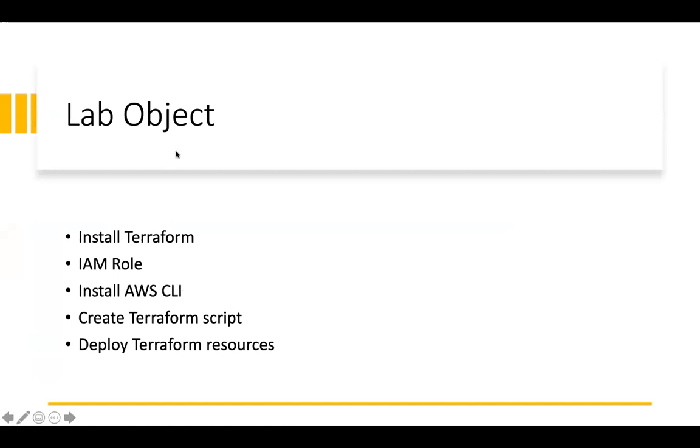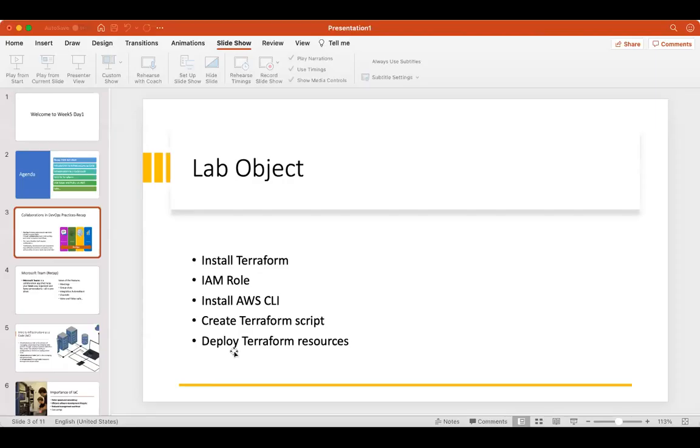So going to our lab, this is what we're going to be doing in the lab today. We're going to install Terraform, then IAM roles and policy, which we're going to touch briefly in the lab. Then we're going to install AWS CLI. I think most of you say you have installed it already. Then we're going to create a simple Terraform script, see what it looks like, and then deploy it on AWS. That will be our agenda for tonight.